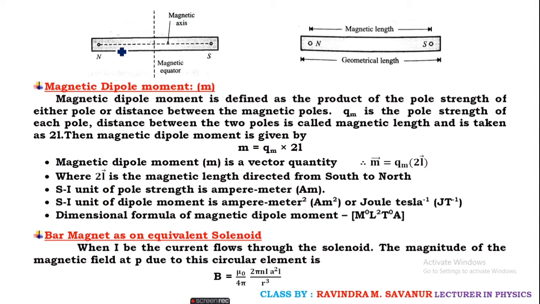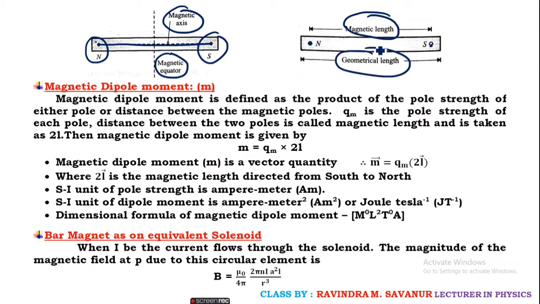Now here the diagram is given. This is the north pole and this is the south pole, where this line is called the magnetic equator and this line is called the magnetic axis. Here the distance between the two poles is called the magnetic length and the bar magnet length is called what? Geometric length. And the magnetic dipole moment equation is given by m equals qm into 2l, whose SI unit is ampere meter square. Rest of the things just read out.